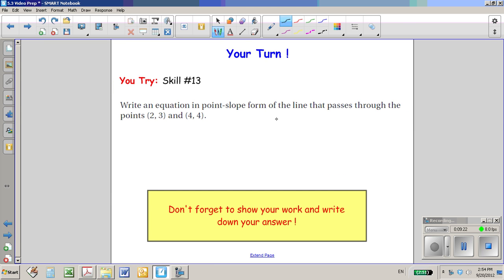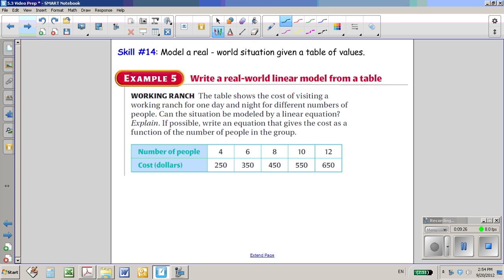Alright, so now it's your turn, so pause the video and see if you can get this question right. Okay, so this is going to be our last skill that we cover. It is going to include word problems, and it says model a real-world situation given a table of values. Okay, so we have example 5. I'm going to read the description. It says, the table shows the cost of visiting a working range for 1 day and 1 night for different number of people. Can this situation be modeled by a linear equation?